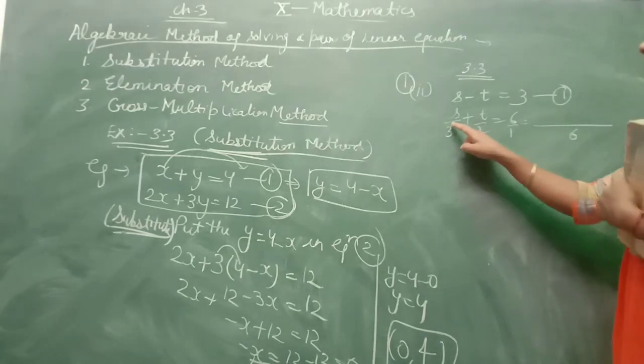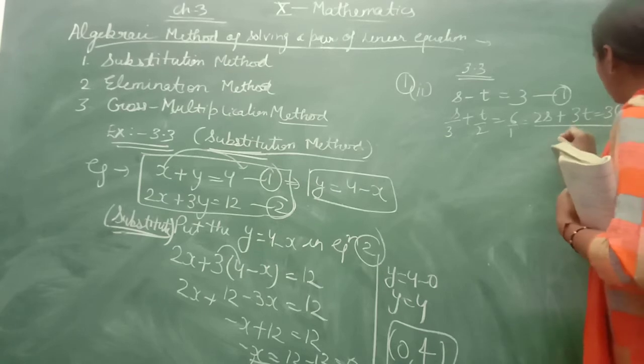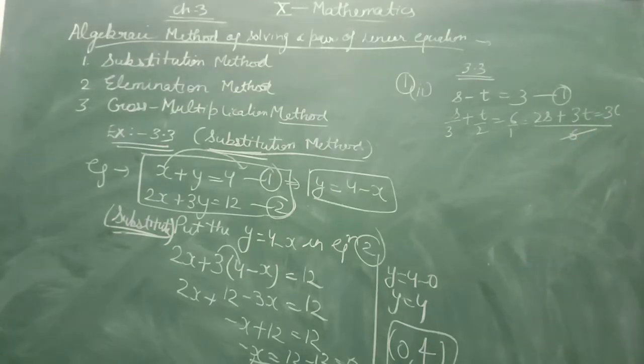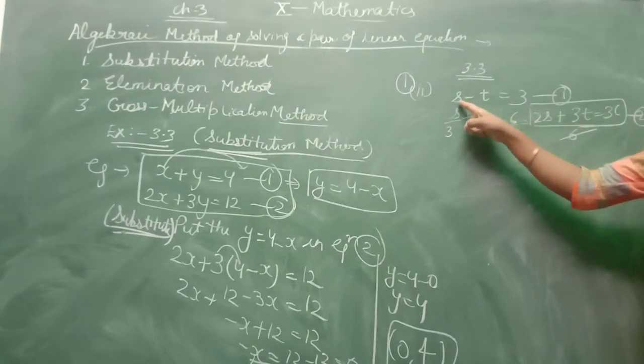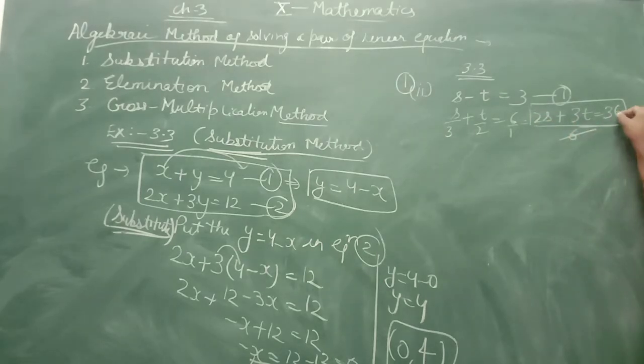Okay, so you will have 2s plus 3t is equal to 36. So your denominator will be dismissed here, and this is your second equation. Now you have the pair of linear equations. First is s minus t is equal to 3 and the second is 2s plus 3t is equal to 36.